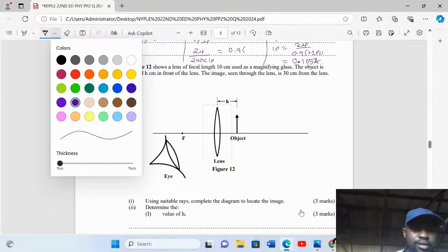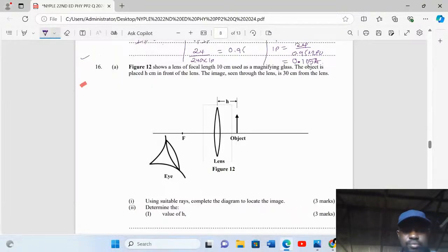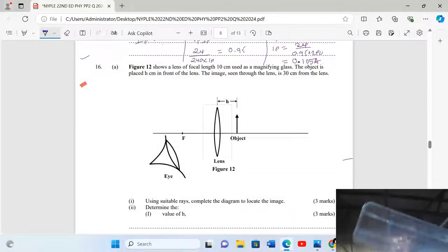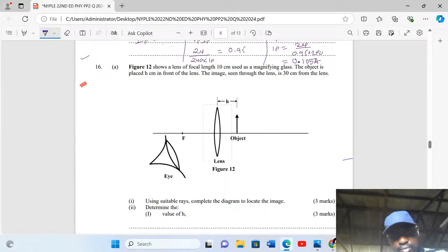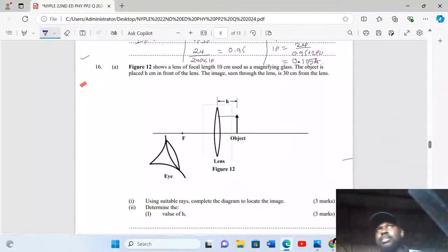The first ray is a ray that is incident and parallel to the principal axis. A ray that is close and parallel to the principal axis. This ray will be converged at F.